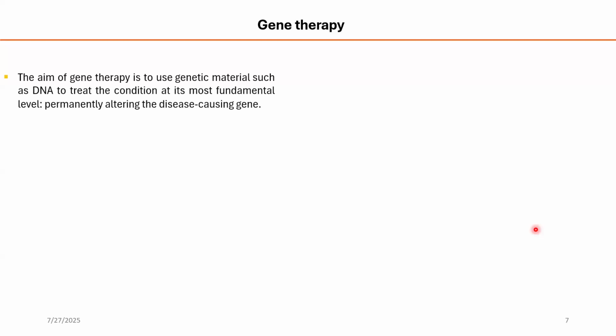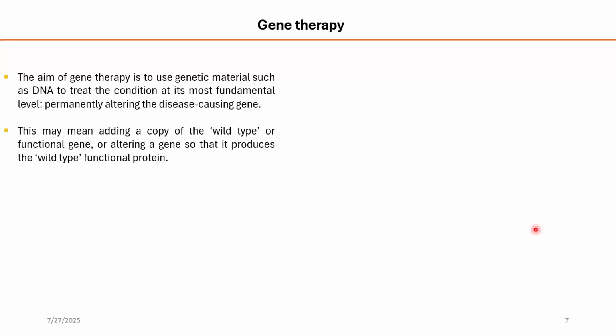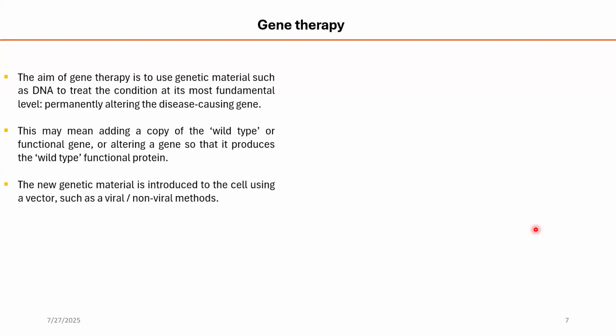So now we will go in depth separately on what is gene therapy and what is cell therapy. So first is gene therapy. The aim of gene therapy is to use genetic material such as DNA to treat the condition at its most fundamental level, that is, permanently altering the disease-causing gene. Which means you add a copy of the wild type or functional gene, or alter the gene so that it produces the normal wild type functional protein. The new genetic material is introduced into the cell using a vector.